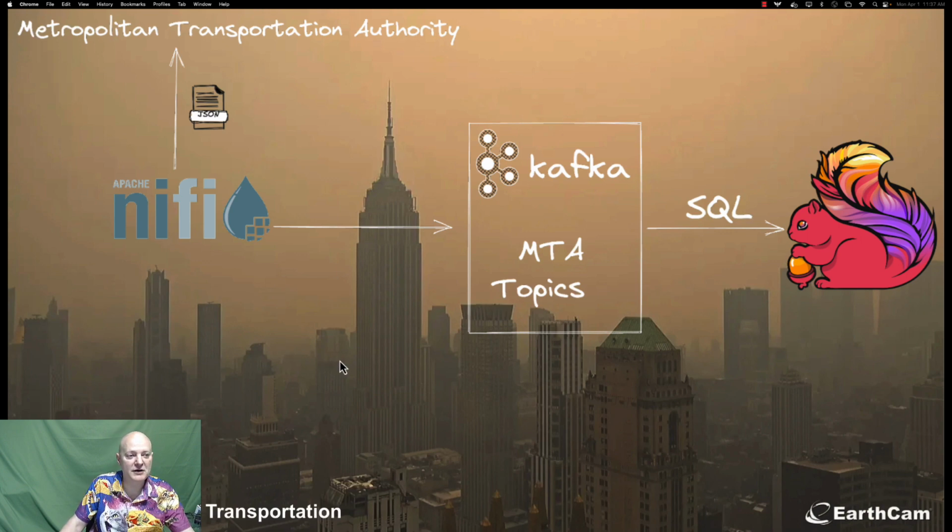Now, the Metropolitan Transportation Authority, the MTA, is the one for New York City, which is the largest in the U.S. So they have a decent amount of data getting pushed through the system. It's a pretty cool way to get data.